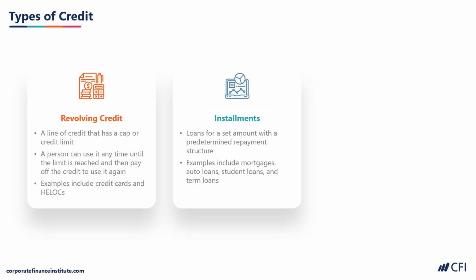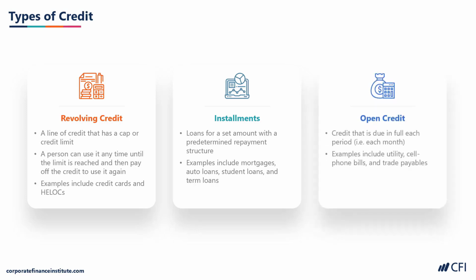These loans are given for a specific period of time, for example, a 30-year mortgage, a 5-year car loan, a 7-year student loan, or any other type of term loan given to a company. They may be amortizing, meaning there are fixed payments each period, or non-amortizing, meaning all of the principal is repaid at the end. And then finally, there's open credit.